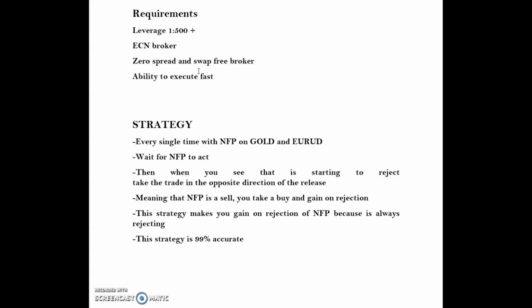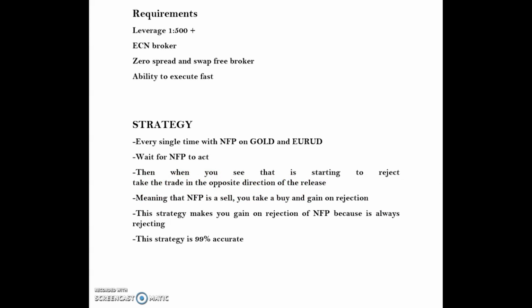So the strategy now, it says every single time with NFP on gold and USD. So you are working with gold and EUR/USD. There were so many typographical errors in this book because it says EUR/UD, supposed to be EUR/USD. Wait for the NFP act, that is basically the news. Then when you see that there is something to reject, take the trade in the opposite direction of the release.